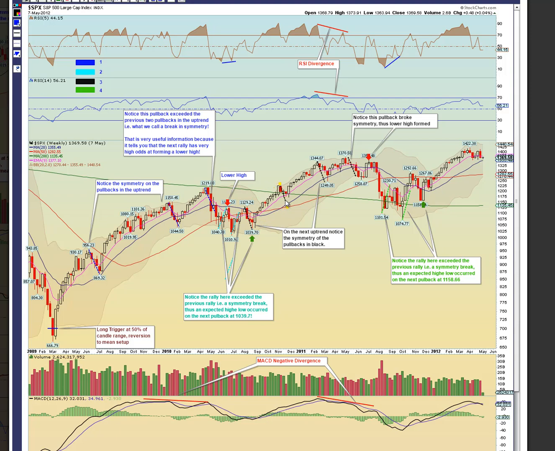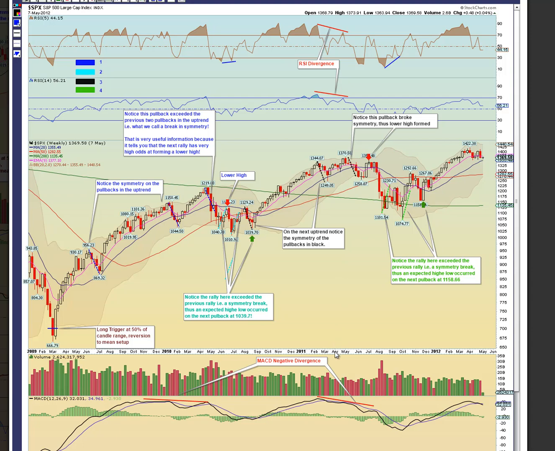So on these pullbacks, you can see there's a little pullback here. Well, that doesn't break this, right? No break in symmetry. Pullback from here to here. Notice how it met almost identical to this. So you didn't break your symmetry. You see that? Price rallied again. Now here you made a higher high, but some nice divergence was setting up in place. So things were telling you to be a little cautious here.